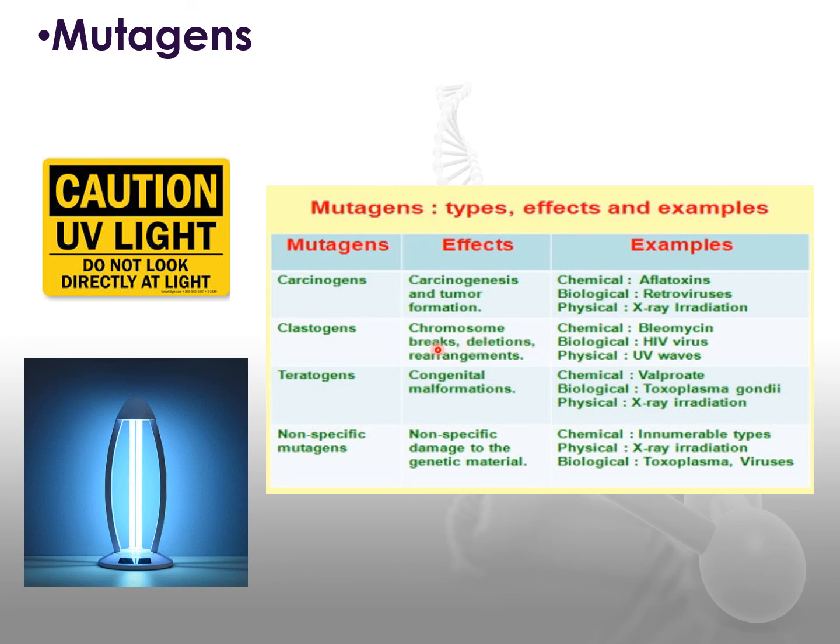So you can think about what you've learned already and kind of imagine the disastrous effects of these types of mutagens. Teratogens cause congenital malformations, so this is going to affect the unborn baby at some point. So it'll affect your gametes and cause mutations in the gametes. Then the nonspecific mutagens can cause all types of damage to genetic material. And again, some of the examples overlap. For instance, X-rays can be considered carcinogens, teratogens, and just nonspecific mutagens.